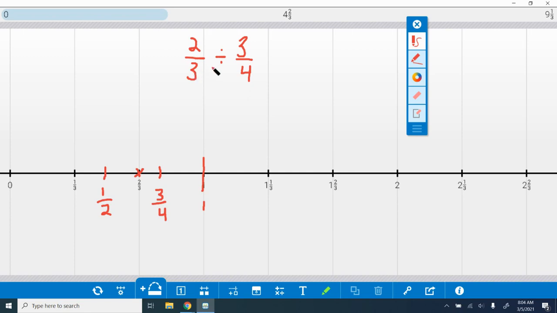So I'm dealing with thirds and fourths. Let's think through some multiples of 3 and 4. The first few multiples of 3: 3, 6, 9, 12, 15. The first few multiples of 4: 4, 8, 12, 16, 20. I see 12 in both of those. So my least common denominator is going to be 12. So I think I want to go ahead and set up my number line with 12ths.